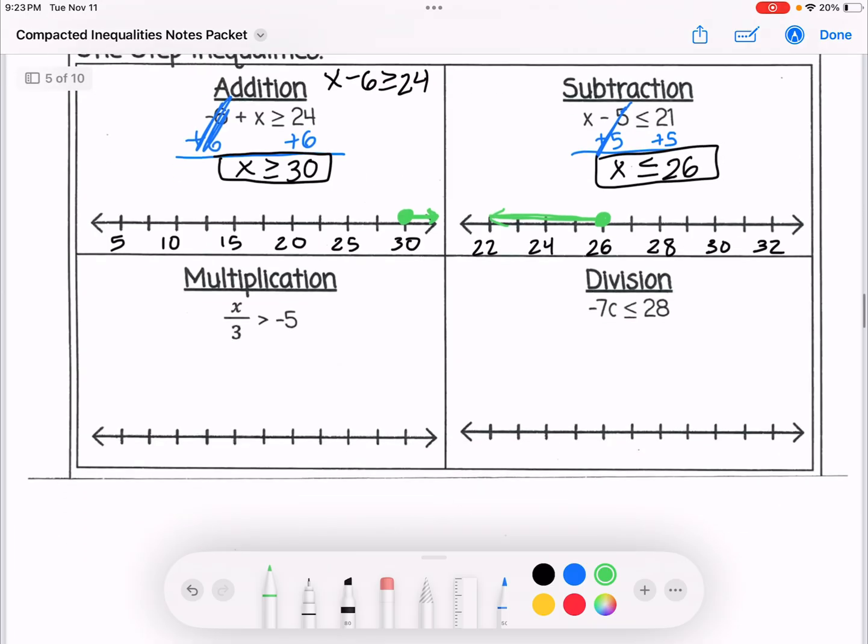All right, multiplication. So I have x divided by 3 is greater than -5. So if I have division, the inverse of division is multiplication. So I solve this by multiplying both sides by 3. This cancels. I'm left with x is greater than -15.